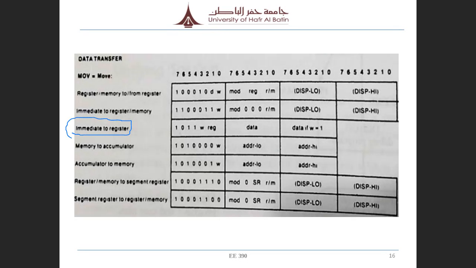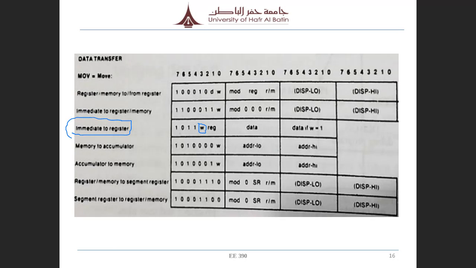Is it okay? Immediate to register. Okay, so now, what is the format for this one? 1011, then W, then REG. Okay, so what is the W now? Is it an 8-bit operation or 16-bit operation? This is AX, so yeah, it's a 16-bit operation. So W will be 1. Okay, so definitely W will be 1.